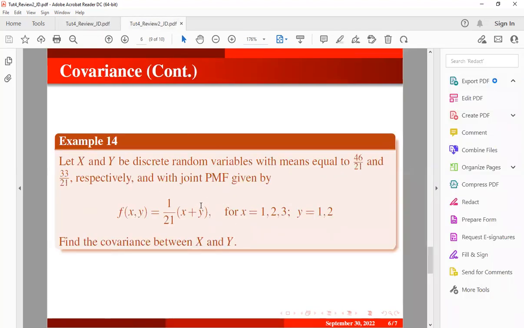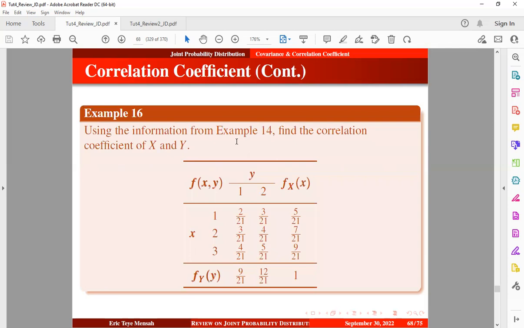In this example 14, once you input the values when x is 1 and y is 1, you obtain 2 out of 21. And that's basically what we have here. Okay, so when x is 1 and y is 2, you obtain this, okay? And you can also get the marginal for x and the marginal for y, okay? It's quite simple. All right, so now we want to find the correlation coefficient of x and y, okay?